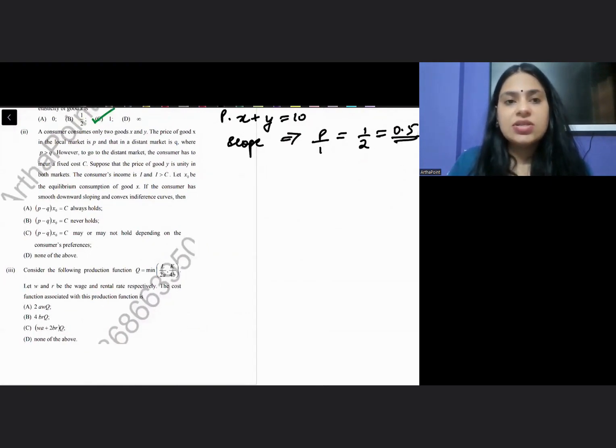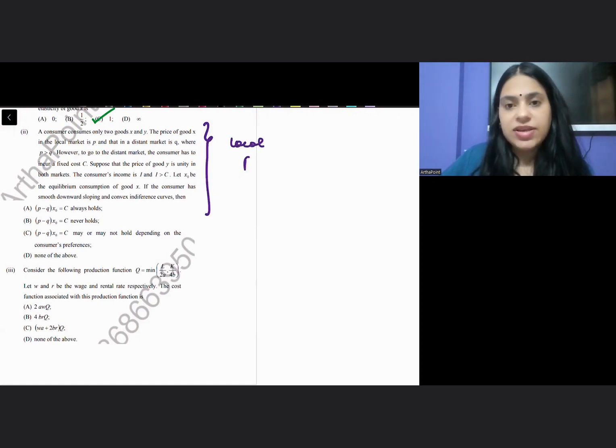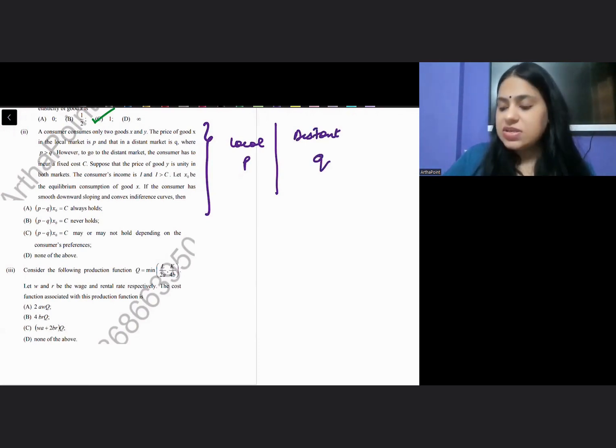It says a consumer consumes only two goods, X and Y, and the price of good X in the local market is given to you as P. So this is a local market, and here the price is given to me as P, and in the distant market, it is given to me as Q, where P is greater than Q.